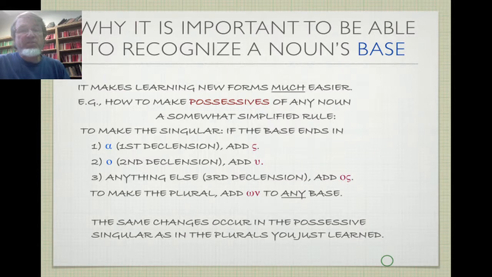If you want to make the possessive plural of any of them, no matter what declension, add omega nu. And whatever changes you performed in the nominative plural, do the same thing to the genitives. If it lost an intervocalic sigma in the nominative plural, it'll lose an intervocalic sigma in the genitive plural. That's so you can make probably an 80% accurate guess at all these forms just using what I've told you here. Once you understand what the bases are and what the changes are, you'll want to get to work right now and make sure you get it good.